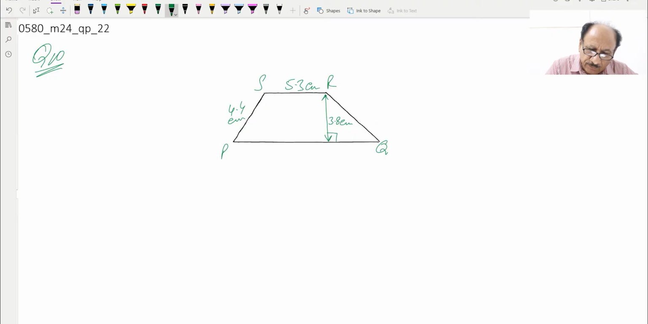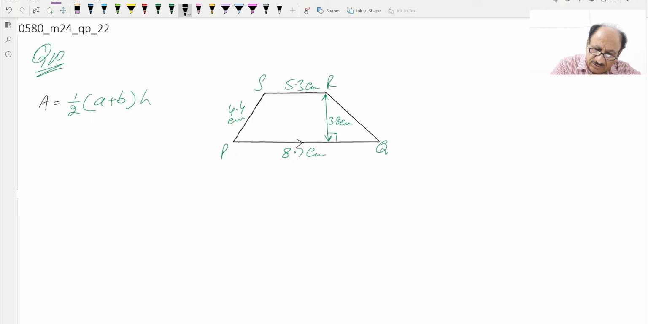They are showing 3.8, and 8.7 centimeters is PQ. So this is the trapezium given, and you know the area of trapezium is half into sum of bases into height. So we can write half into a plus b into h. So area of trapezium will be equal to half into a plus b into h. A and b are the opposite parallel sides.